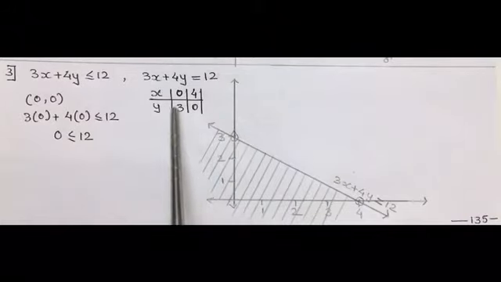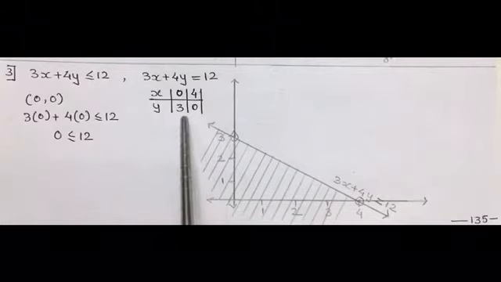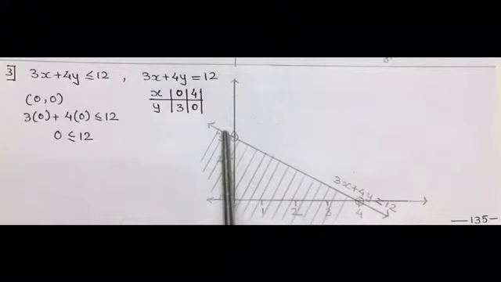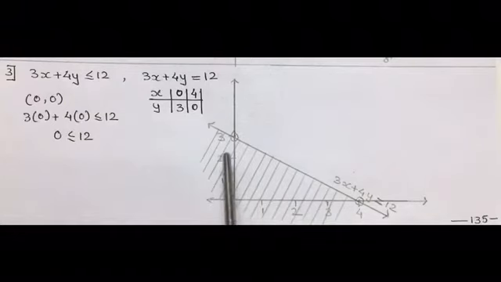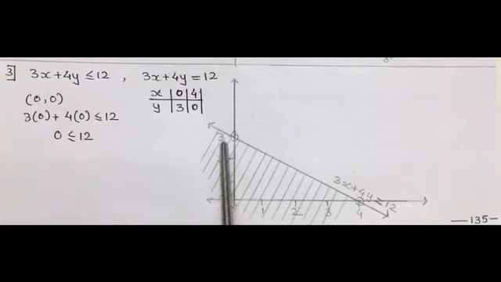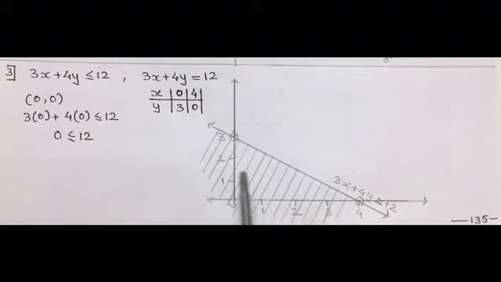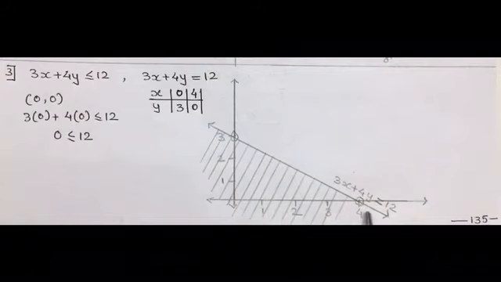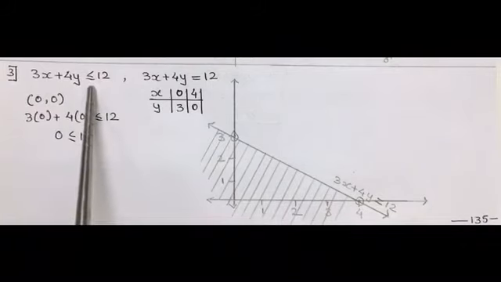Now again both values are positive, so we will draw the positive axis for x as well as for y. Now plotting the points and then drawing the line joining them. The first point is 0, 3, which lies on the y-axis. The second point is 4, 0, which lies on the x-axis. Connecting them with a line, and here we are not going to draw a dotted line. The reason: the equality sign is there.